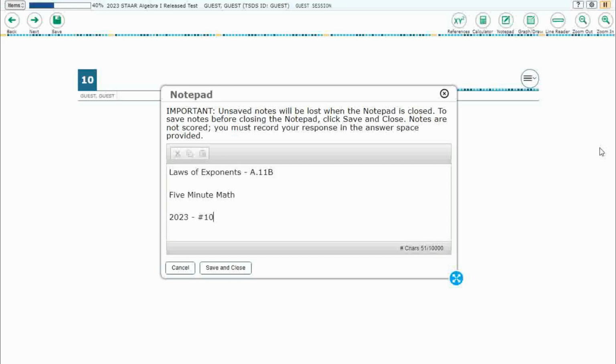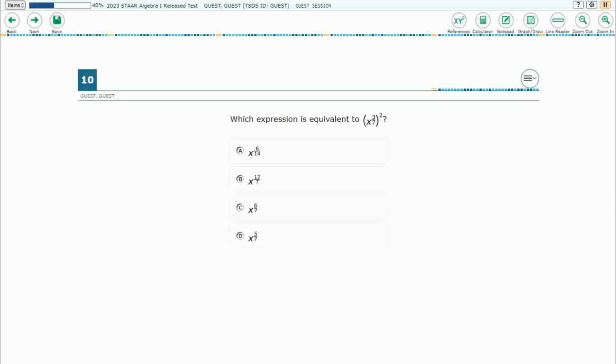Today we are looking at the Algebra 1 concept of laws of exponents. This is standard A.11B in the great state of Texas, and we are using item number 10 of the 2023 released STAAR test. If you haven't done so already, please go ahead and take a moment to pause the video, work this problem out on your own, unpause it, and we will look at our answers together.